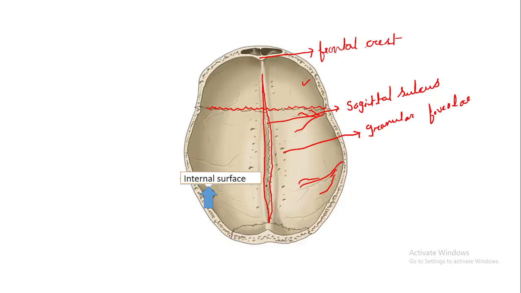Then there is this suture between the two parietal bones and the occipital bone, which is called the lambdoid suture. And 2.5 to 3.75 centimeters in front of the lambdoid suture, there are two foramina, one on each side of the sagittal suture. The sagittal suture is the suture present in the midline between the two parietal bones. On both sides of this sagittal suture, there is one foramen on each side, which is called the parietal foramen. So this is all about the structures present in the internal surface of cranial vault.